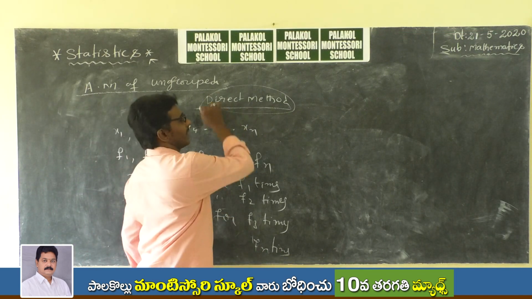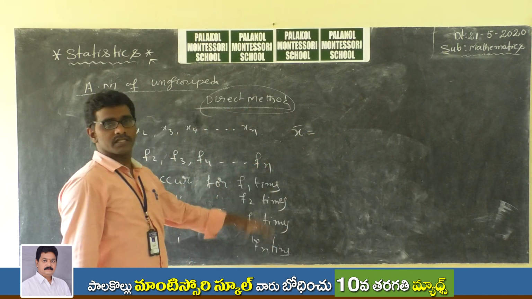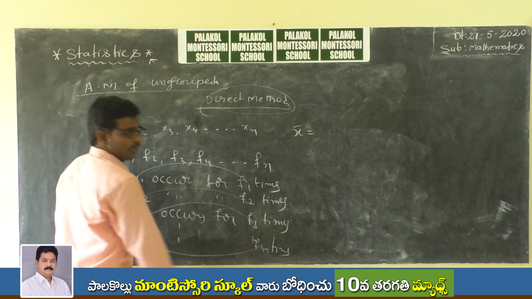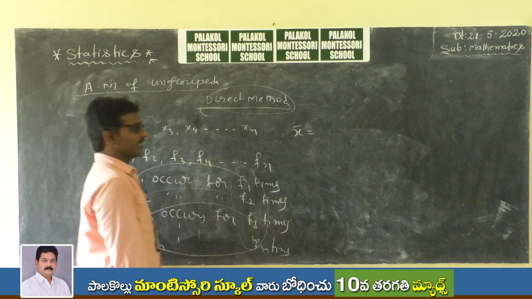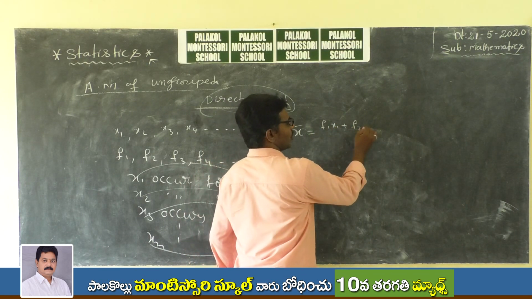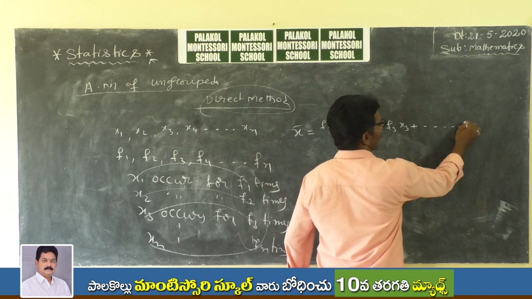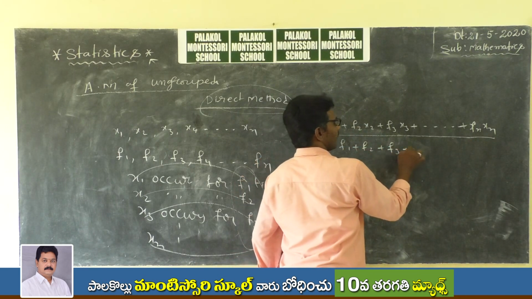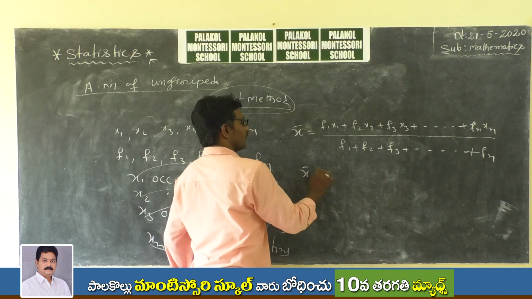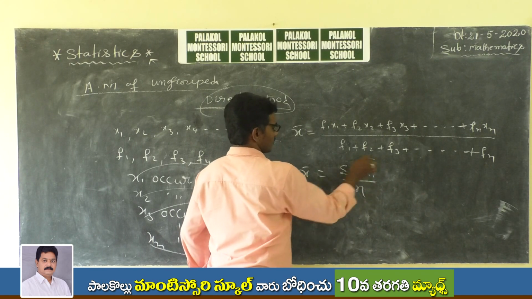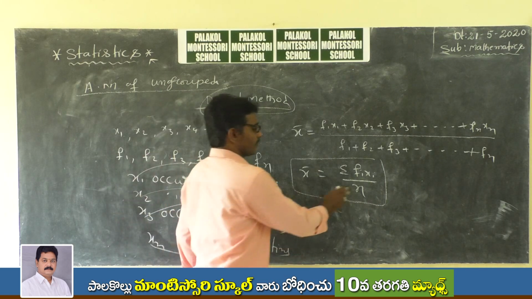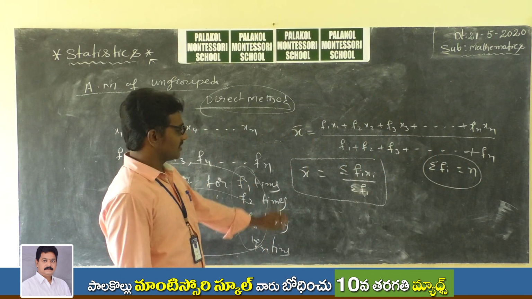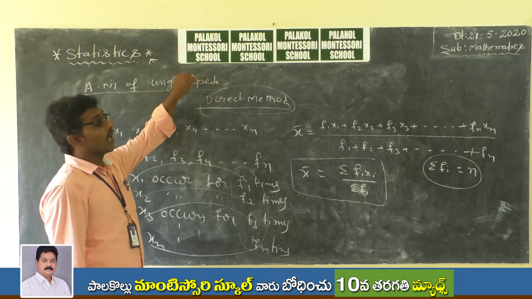How do you find the mean by the direct method in this ungrouped data situation? X bar is equal to the sum of the products of each observation and its frequency, divided by the sum of the frequencies. So f1 x1 plus f2 x2 plus f3 x3 plus so on up to fn xn, by f1 plus f2 plus f3 plus so on up to fn. This is simply sigma Fi Xi by n, the sum of the frequencies. Here n means sigma Fi. Okay guys, this is the direct method for ungrouped data.